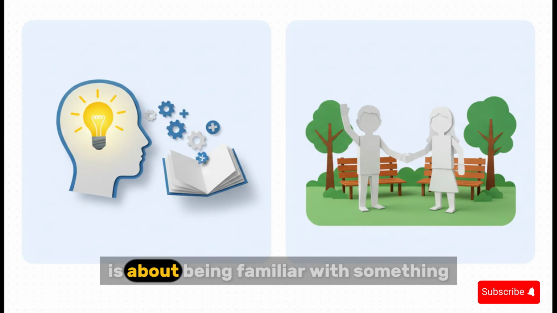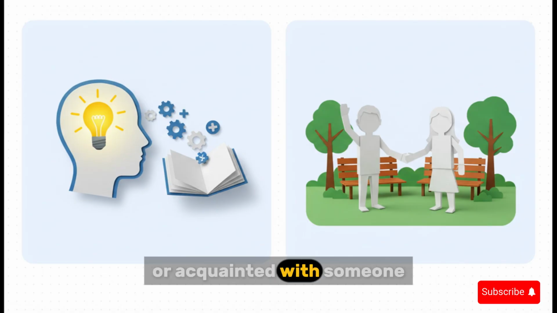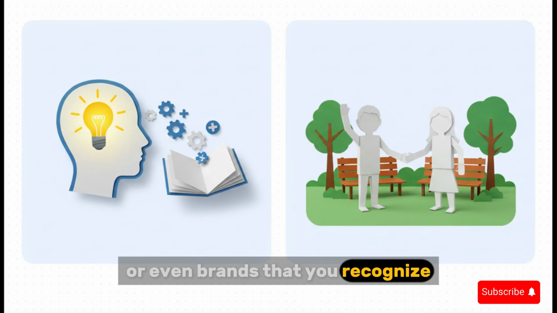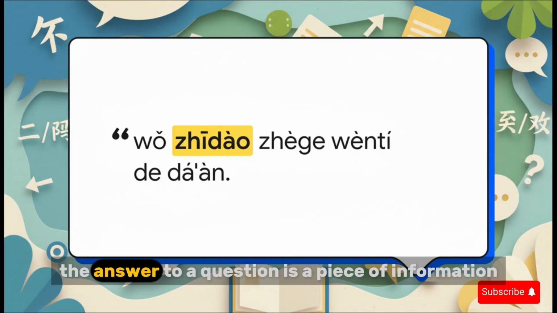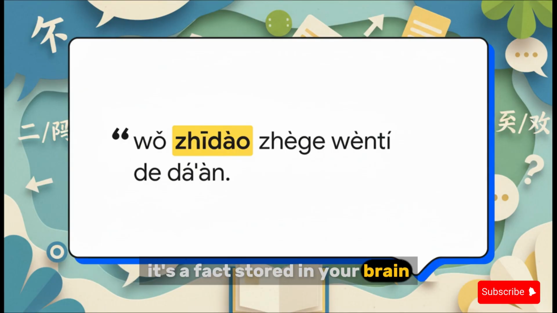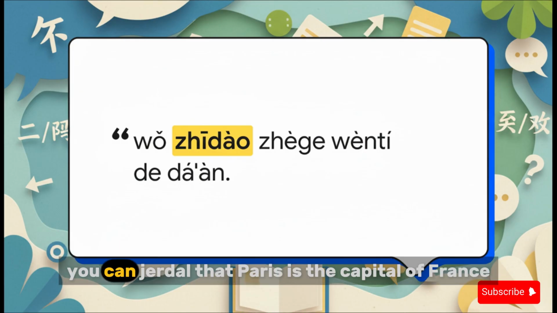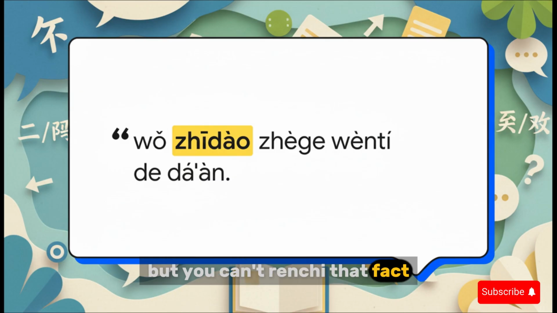认识, however, is about being familiar with something or acquainted with someone. You 认识 people, places, or even brands that you recognize. You see, the answer to a question is a piece of information. It's a fact stored in your brain. Because of that, the only word that works here is 知道. You can 知道 that Paris is the capital of France, but you can't 认识 that fact.